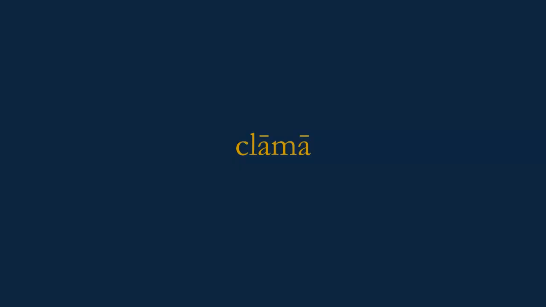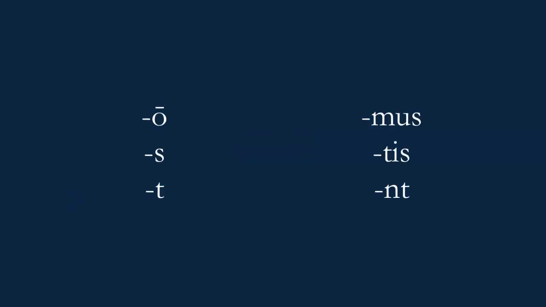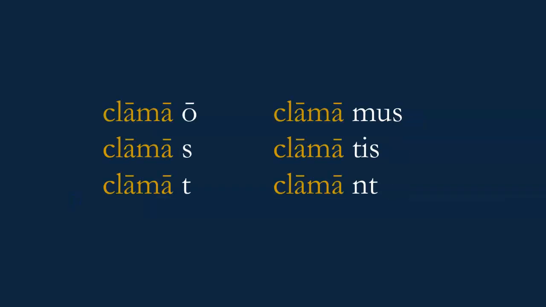To form the present tense, we'll add the present tense personal endings to this present stem. The present tense personal endings are o, s, t, mus, tis, nt. When we add the personal endings, there are a few things to notice. First, the O for the first person singular will eat the thematic vowel A. That A is going to disappear in the conjugated word.